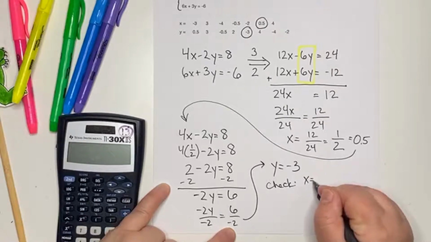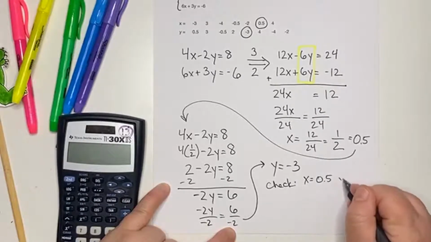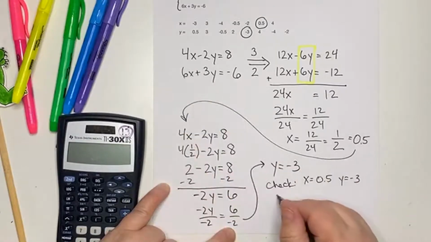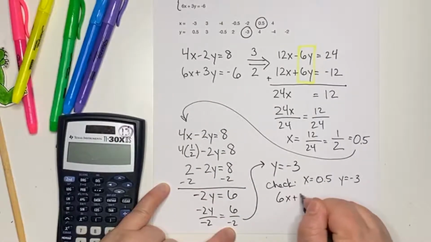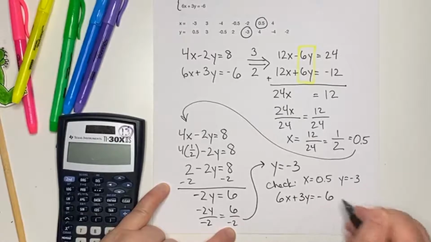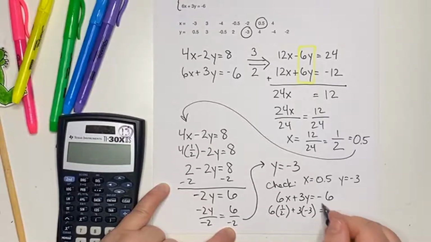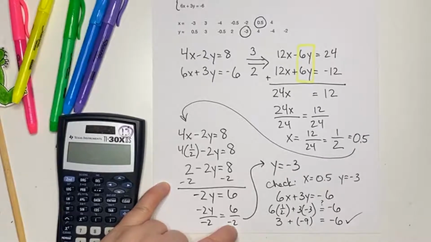So I've got x equals 0.5 or 1/2 and y equals -3. And I'm going to check the second equation, the 6x plus 3y equals -6. So 6 times 1/2 plus 3 times -3. Does that equal -6? So 6 times 1/2 is 3 plus a -9. Yep, that does equal -6. So it does check out.